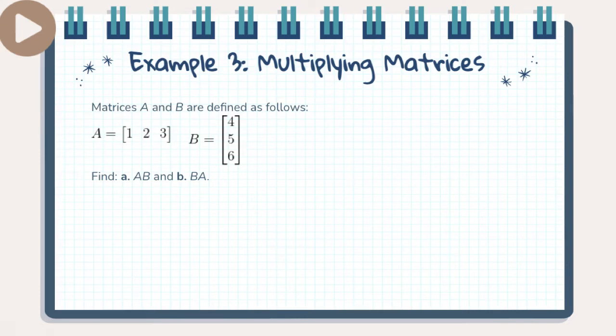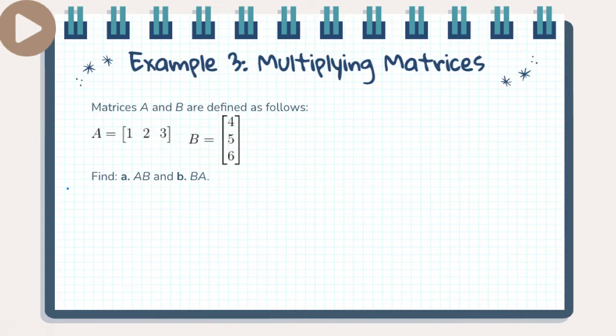Example 3, multiplying matrices. Matrices A and B are defined as follows. A equals [1, 2, 3], and B equals [4, 5, 6]. Find AB and BA. So let's go ahead and start by finding AB. So the first thing we need to figure out is what the order of each matrix is.